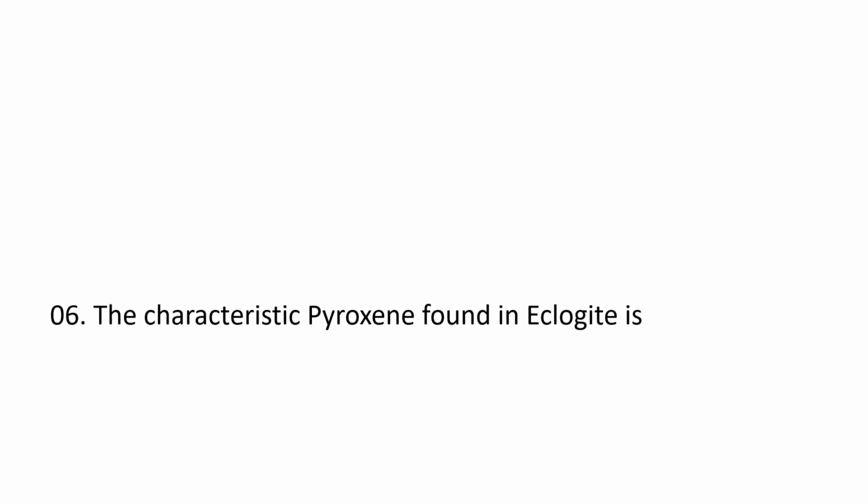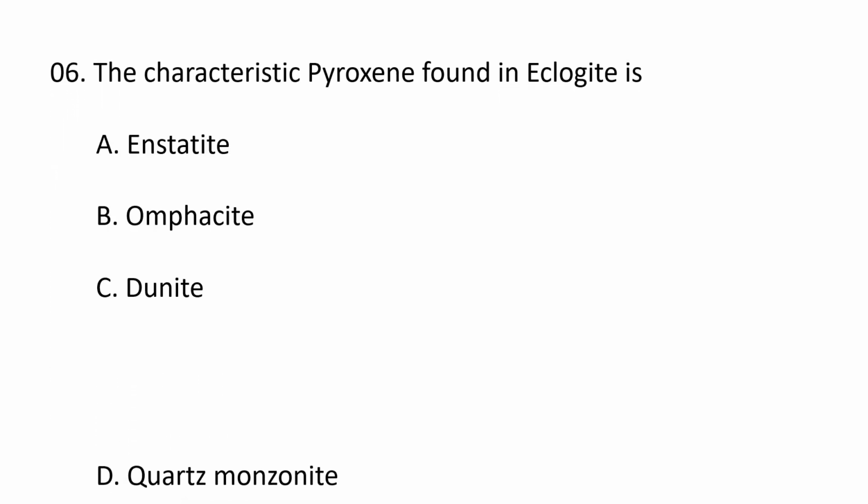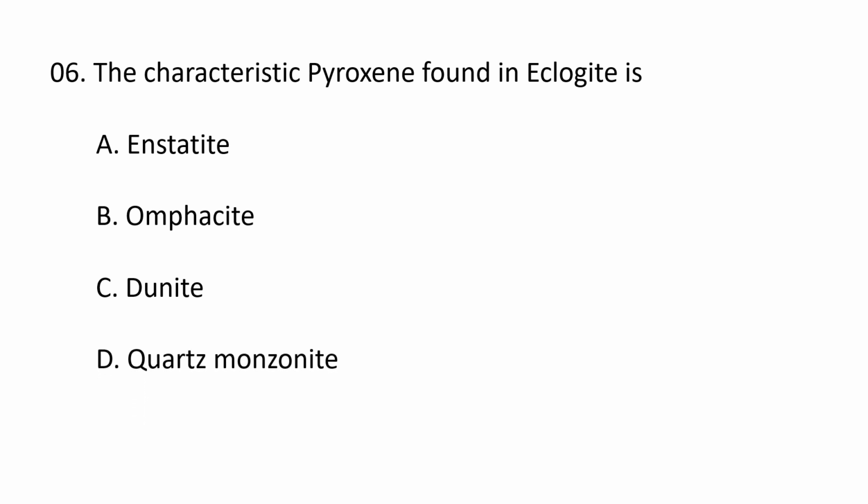Next question. The characteristic pyroxene found in eclogite is A. Enstatite, B. Omphacite, C. Dunite, D. Quartz monzonite. The characteristic pyroxene found in eclogite is omphacite. The eclogite facies is based on the distinctive association of the omphacite pyroxene and pyrope-rich garnet, which form the rock type known as eclogite, and the knowledge of rock types other than the basic rocks in this facies is very sparse. B is the correct option.